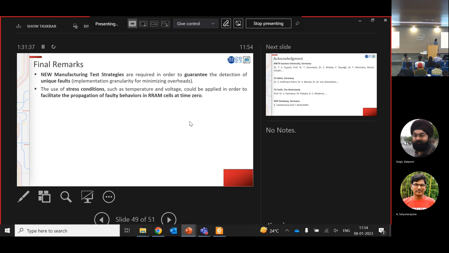So to conclude, I think that with this talk, you understand that you need new manufacturing test strategies. Okay, it's still a big challenge because you don't really have this real information when you think about the manufacturing of a resistive RAM. Okay, it's something that you can try to do. But the point is that even if you don't have the entire information, we already know that we are going to have some unique faults. So you need to find a way. And the point is that for these unique faults, you need to apply some kind of parametric testing.